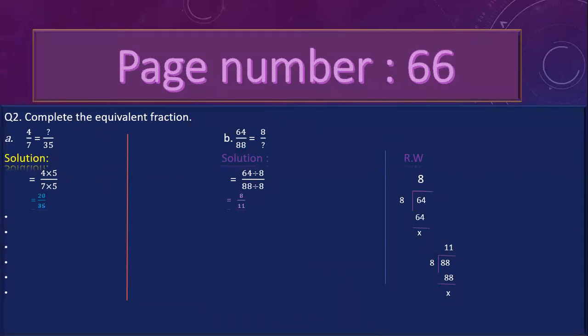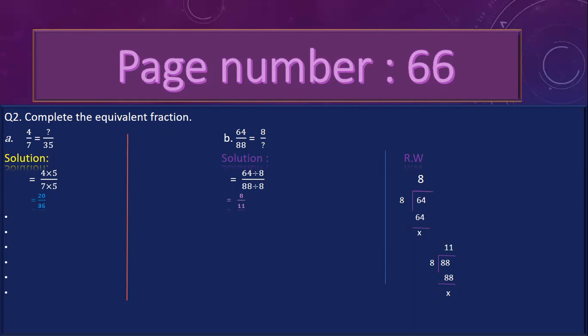Come to question 2, complete the equivalent fractions. Equivalent means same or equal. Complete the equivalent fraction, equal fraction. 4 over 7 is equal to, the numerator is missing and 35 is given to you. It means that we use 35 and 7 and we can find the numerator.